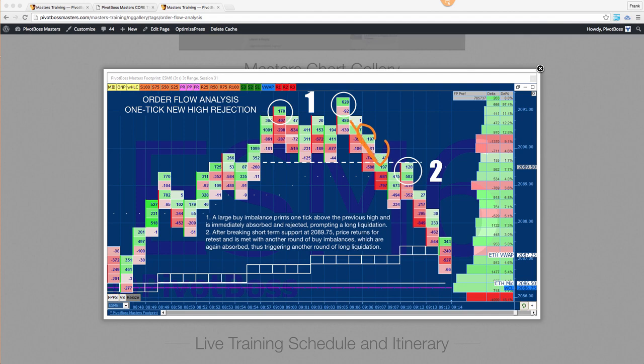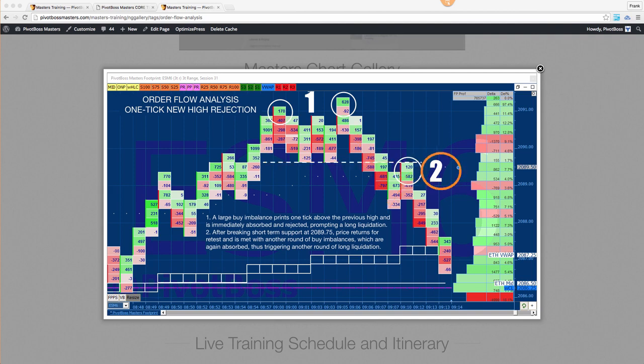Because those buy imbalances tell you that market participants are trying to push price back up. They're trying to get in, but it's not doing it. And that's perfect. Price melts right through this support level, melts right through that support. And when price comes back to it, it turns it into resistance.